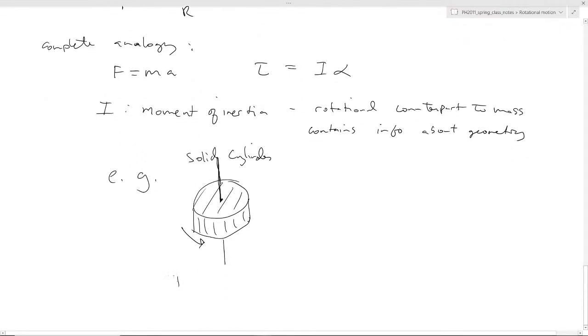This is going to have a moment of inertia of 1/2 the mass of that object times its radius squared, where the radius is that radius.